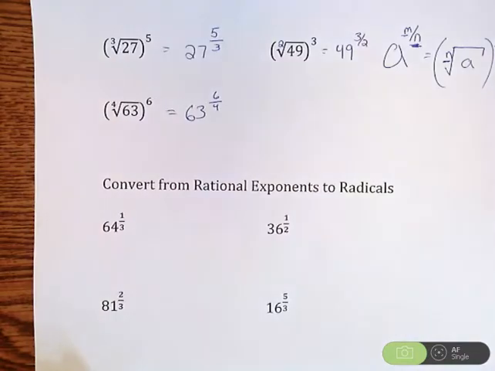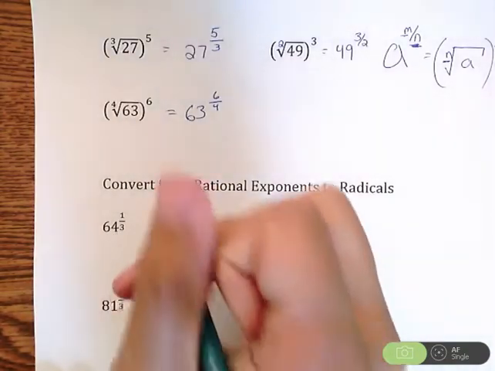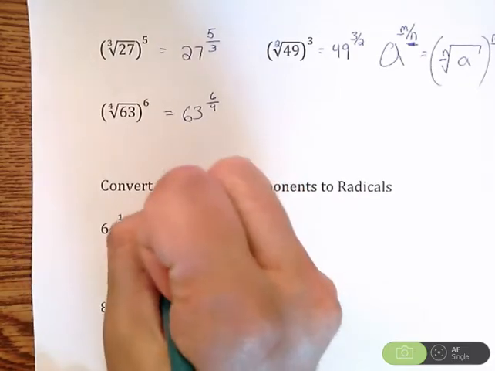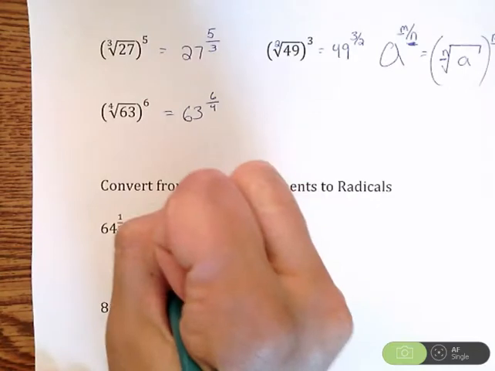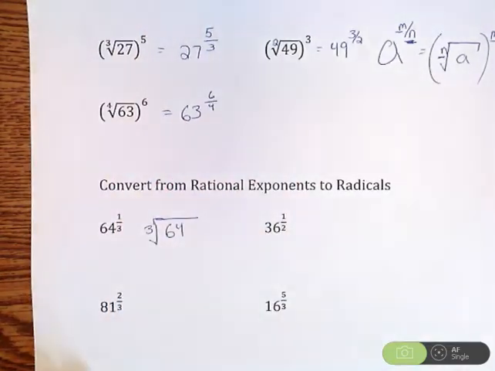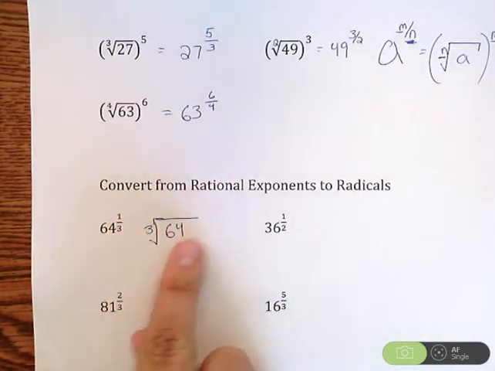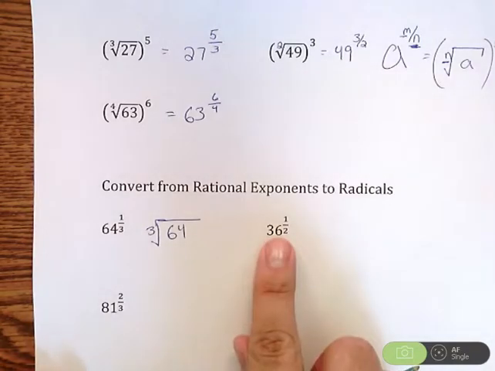So we're going to go the opposite way. I'm going to go from rational exponents to radicals. So I have 64 to the 1/3, so I need a 64 inside my radical. Since my denominator is 3, I'm going to put a 3 there for the 3rd root. No other exponent there, so I'm going to leave it as is.